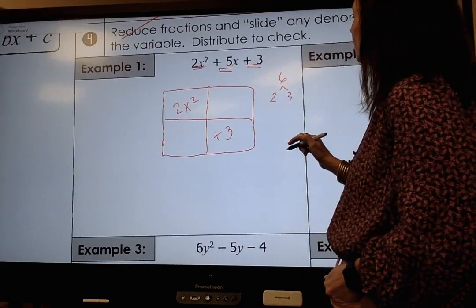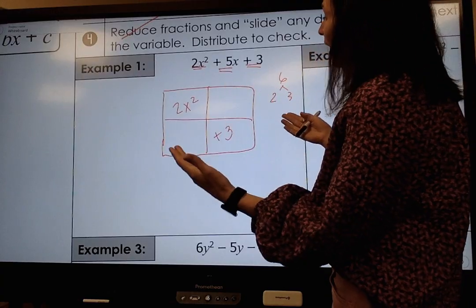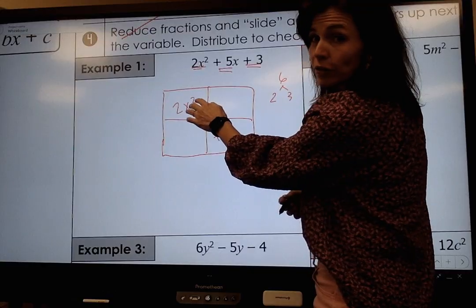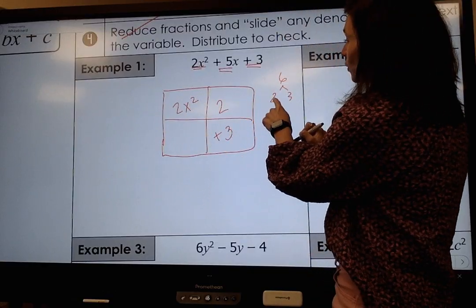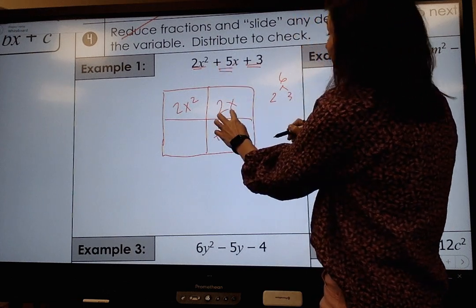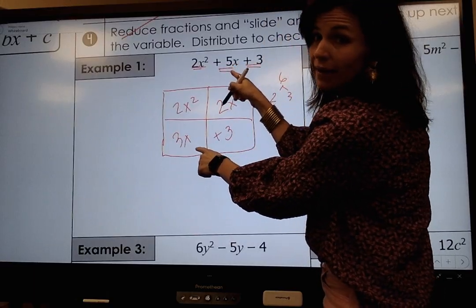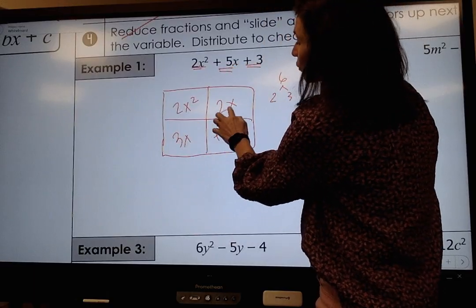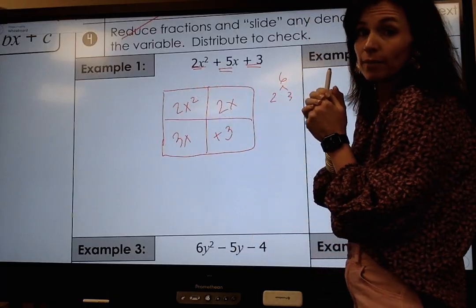They multiply together to give me 6. They add together to give me 5. Now, remember, this is your quadratic term. These are your linear terms. So not only do you have to have a 2, but you need to put that variable of x, because I'm splitting it. 2x plus 3x is going to give me that 5x. So you have to have that linear term of x there. Now my box is filled in.